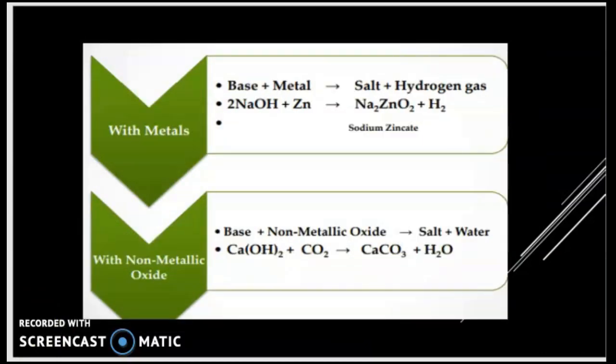When a base reacts with a metal, it will give hydrogen gas, same as acid, along with salt. And with a non-metallic oxide, like carbon dioxide, when it reacts with this base, that is calcium hydroxide, you will get calcium carbonate, which is a salt, along with water. Okay, so these are the chemical properties of base.